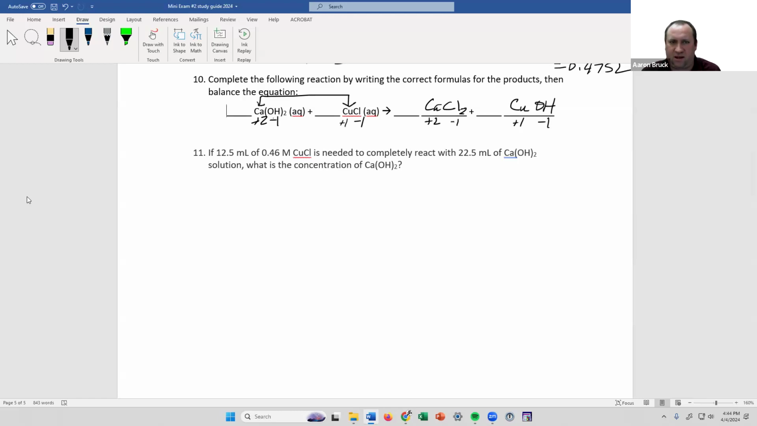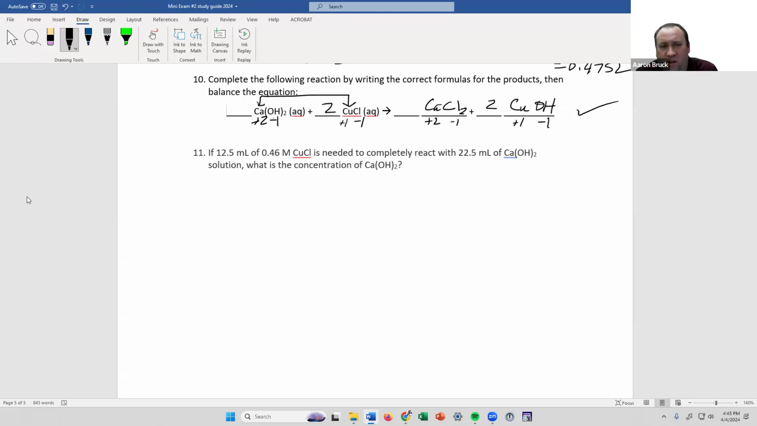Now I can go about balancing. From a balancing standpoint, I have 1 calcium on each side. I've got 1 copper on each side. The things that are out of balance are the chlorides and the hydroxides. I've got 2 over here. I need 2 over here, so I'm going to put a 2 there. And for the chlorides, I have 2 over here. I need 2 over here, so I need to put a 2 there. Did that balance everything else out? Well, I now have 2 coppers over here and 2 coppers over there, so it's fine. This is my balanced chemical equation, so I've done that part.